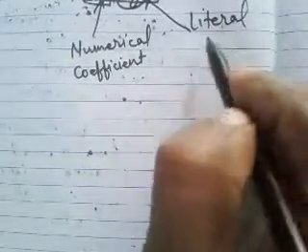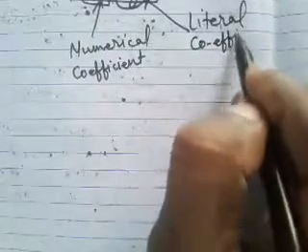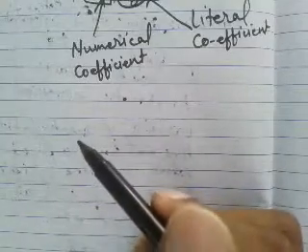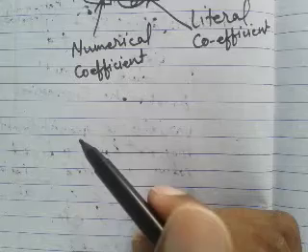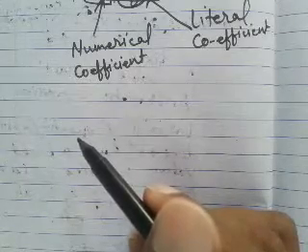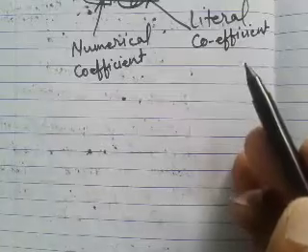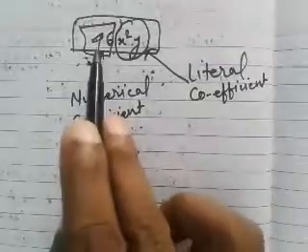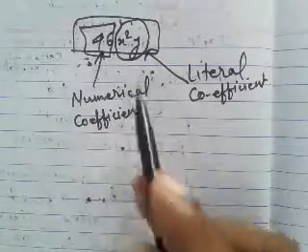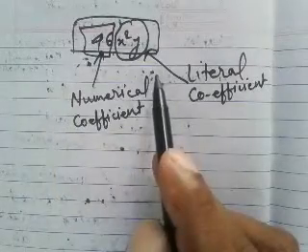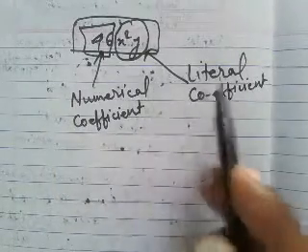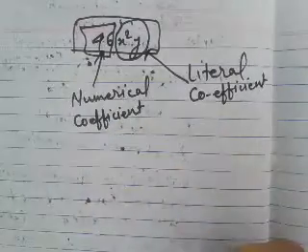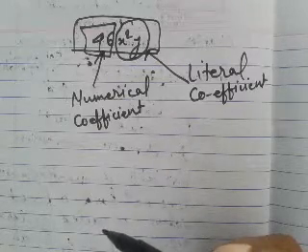What is called a literal coefficient? Any term in an algebraic expression always consists of two types of coefficients. The constant part, meaning the fixed value, is called the numerical coefficient, and the variable part is called the literal coefficient of the particular term.